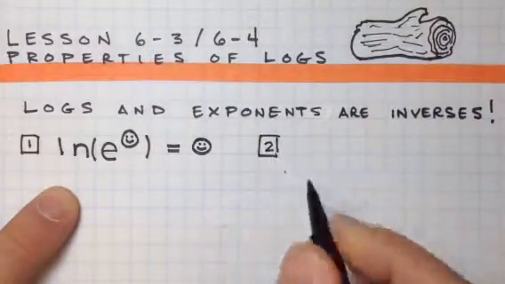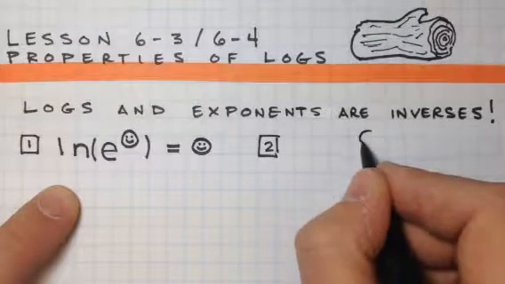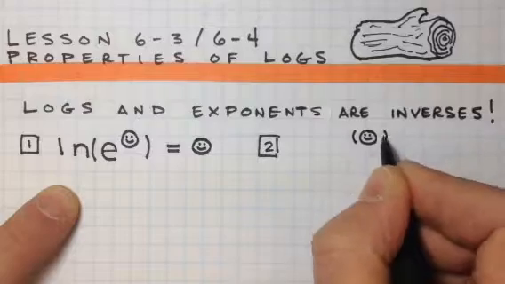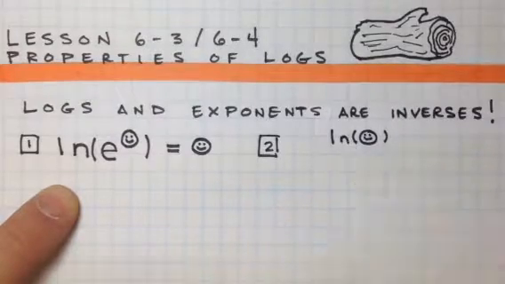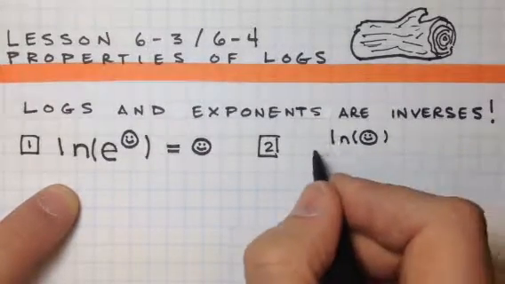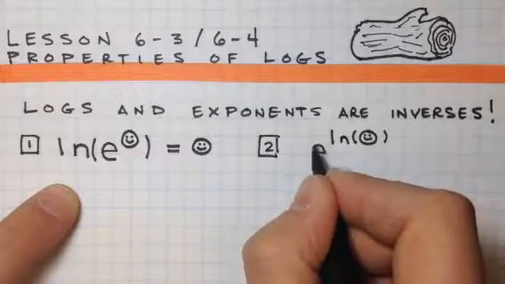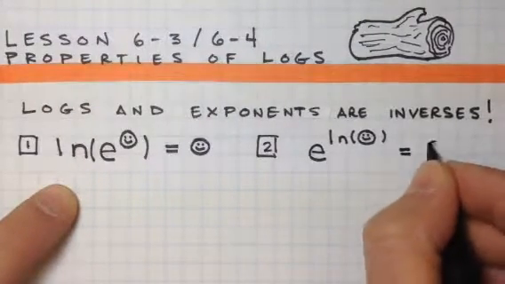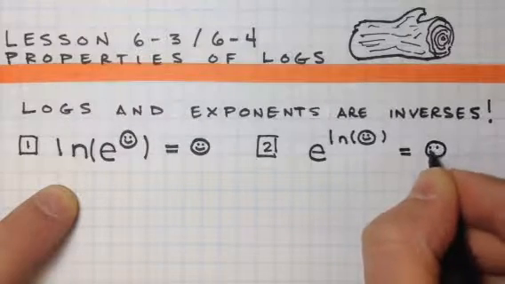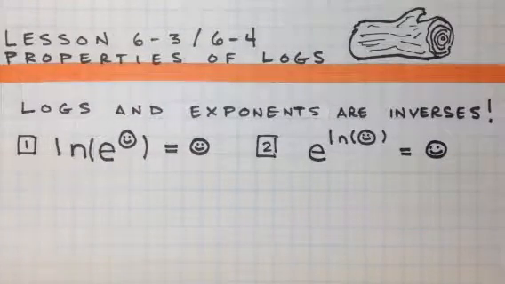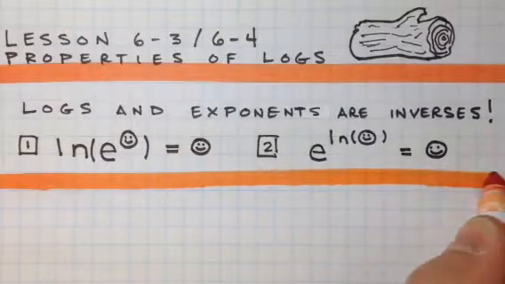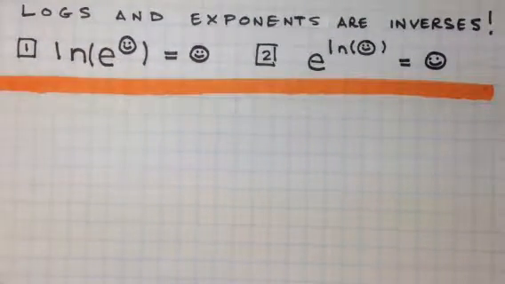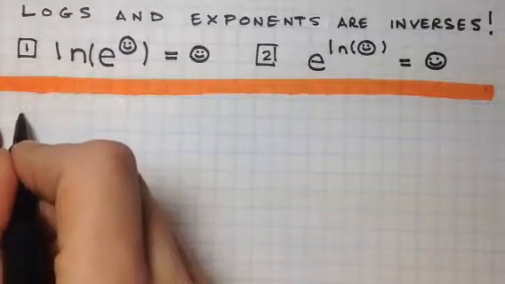Likewise, here's number 2. Suppose we start with smiley face. And the first thing that we do to smiley face is we take the natural log of him. We then take that value to the e power. Again, the e and the natural log are going to undo each other and we end up with smiley face. So let's look at how that fact is going to allow us to simplify some calculations.